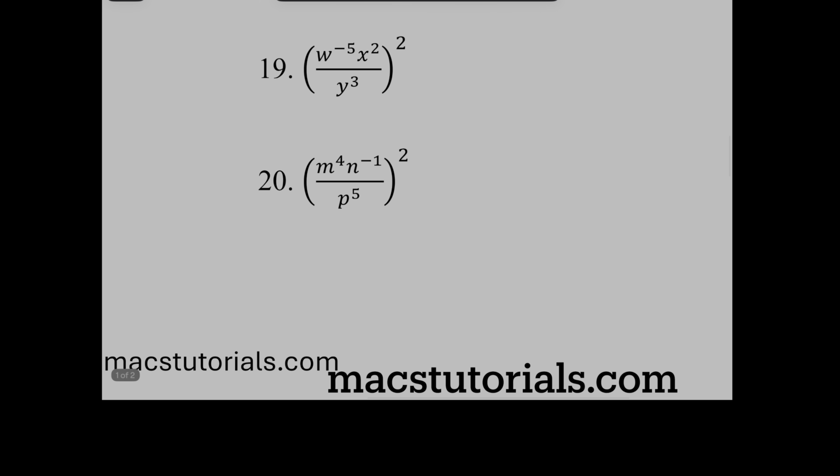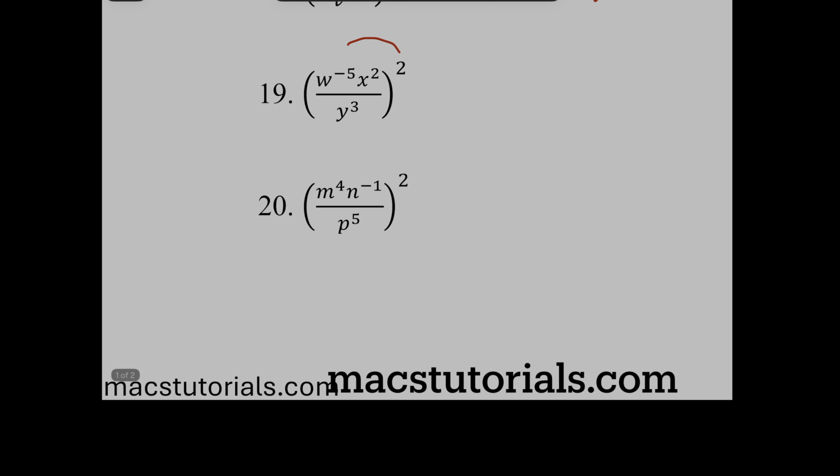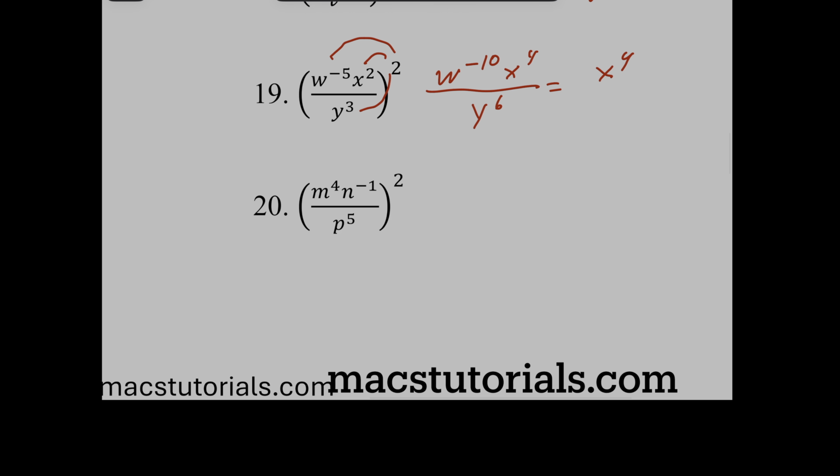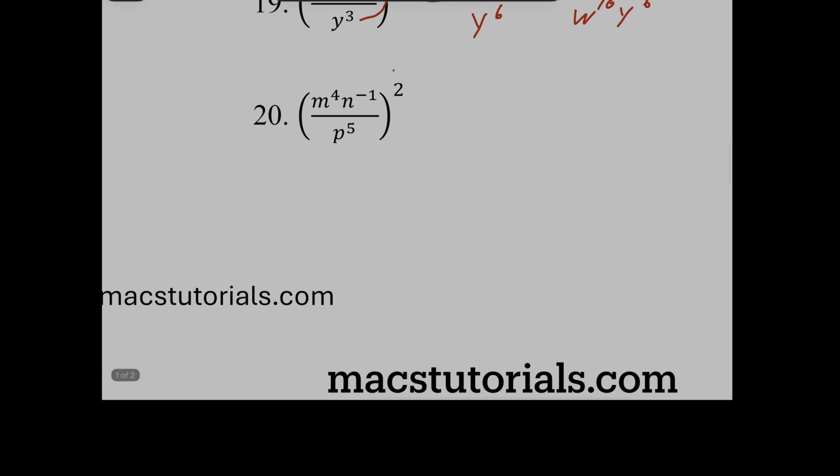Okay, let's go on to number 19. Number 19, this is going to be, I got to do him, I got to do him, I got to do him. I'm going to get w to the negative 10, x to the 4, all over y to the 6. Okay, the w's on the wrong side, so I have to flip them to the bottom. w to the 10, y to the 6. And last one here, I'm going to square, boom, boom, and boom.